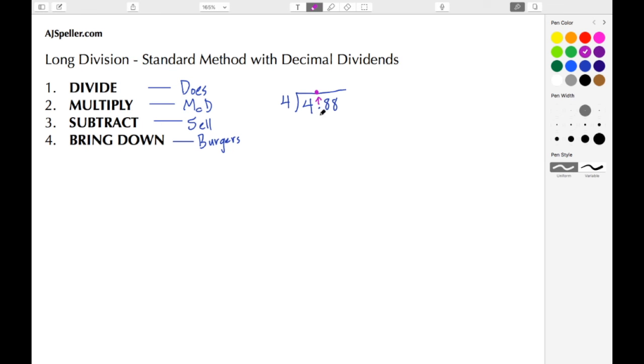You're never going to move the decimal point down. That's something I've seen students do. This decimal point only moves up one time to the top here, and everything else is done the same.